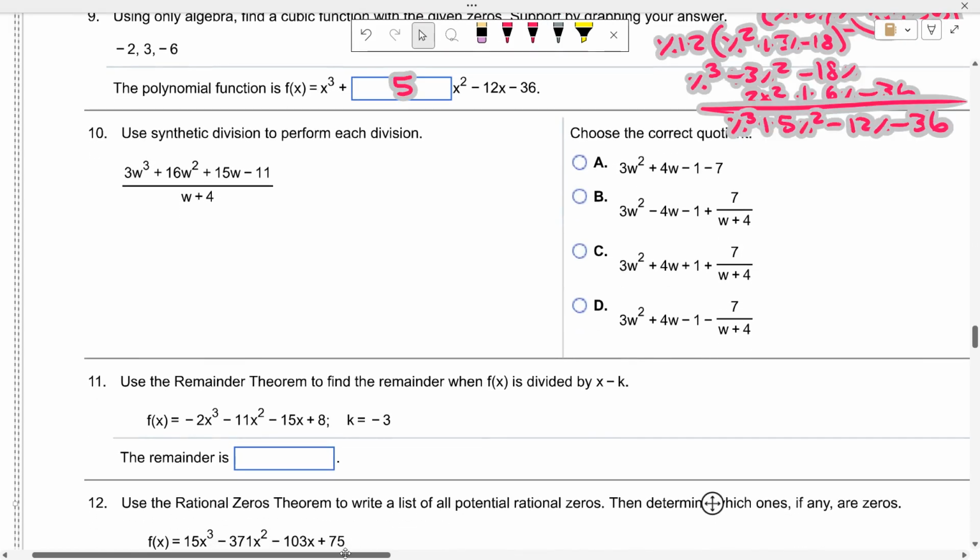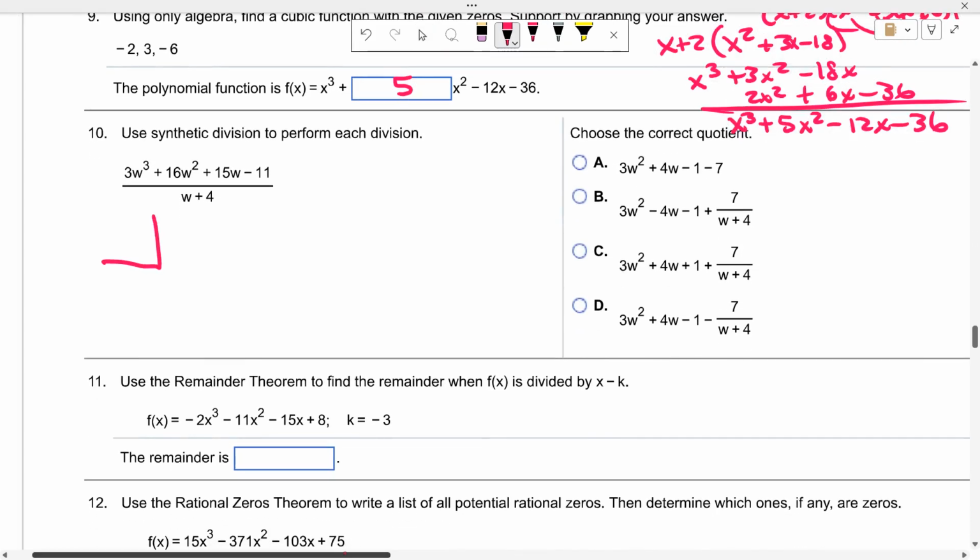Synthetic division. What goes in the square? Negative 4. I don't have one of them on the quiz that'll be the backwards and be the negatives, the nasty one that you did on the quiz or the homework. Okay, so 3, 16, 15, negative 11.